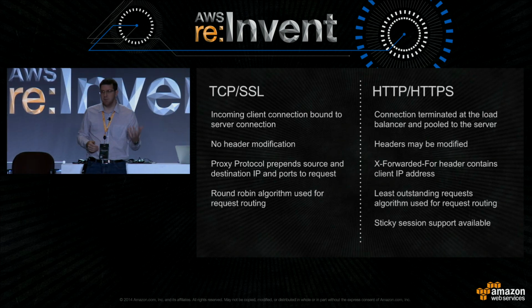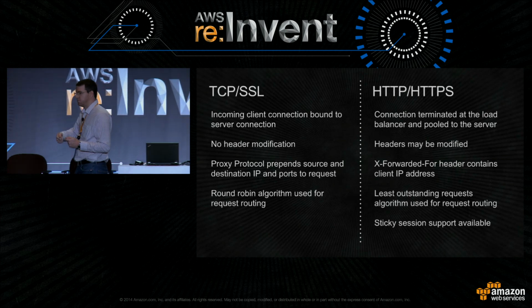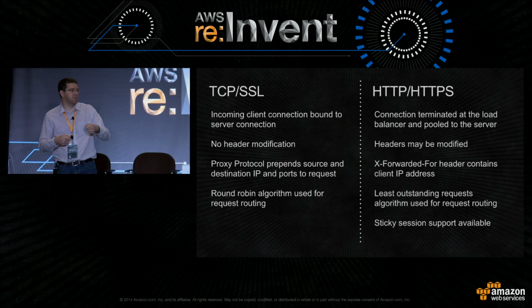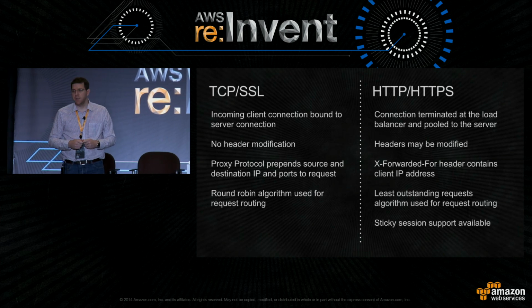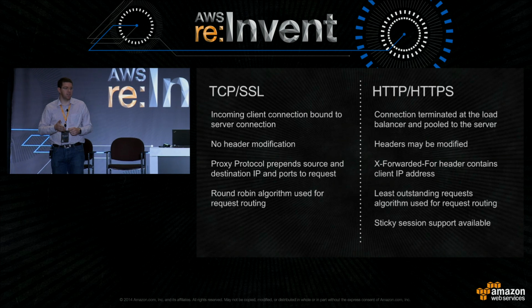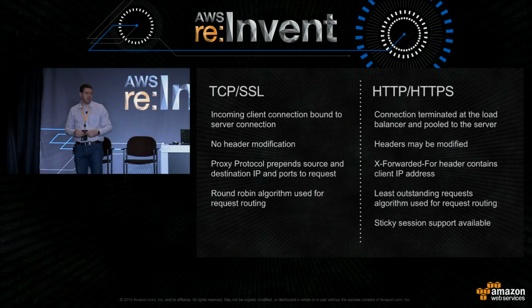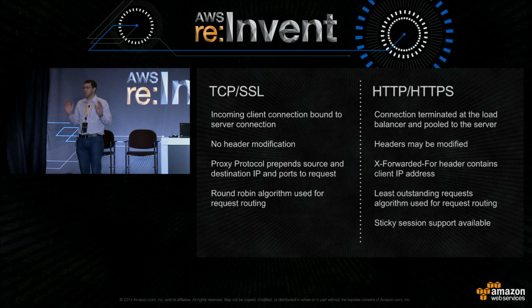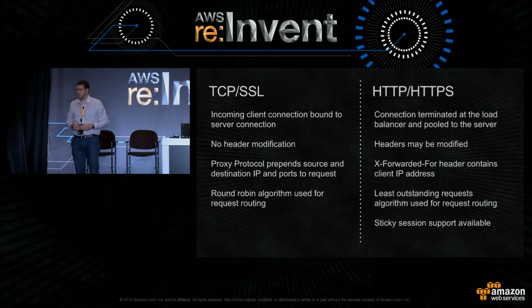Firstly, on the TCP side, every request that comes in from the client is terminated on the load balancer, but directly bound to a request to the server. So we don't do any sort of connection pooling between the load balancer and the backend. Every client connection in TCP is a direct connection to the backend. And really, it's just a straight pass-through. Any request that comes in, we do not look at that request. We just send it straight to the backend. And that's what you get with TCP.